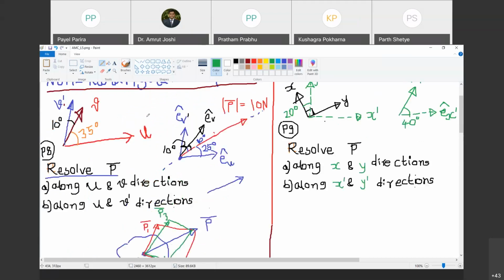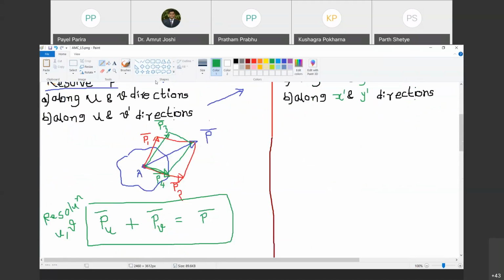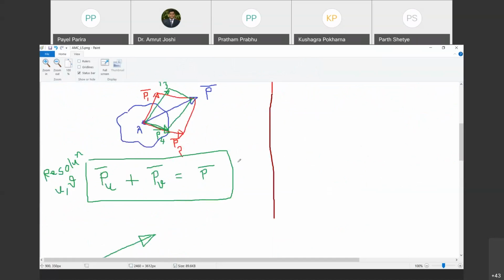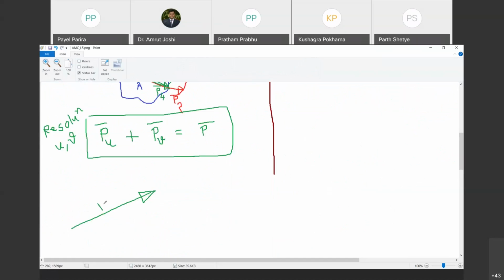अब जरा यहाँ पे ध्यान दो. Let us solve this problem. I want to resolve this P bar along U and V directions. So let me draw a sketch. This is force P bar. क्या magnitude है उसका? 10 Newton का magnitude है. Are you with me? Yes, sir.